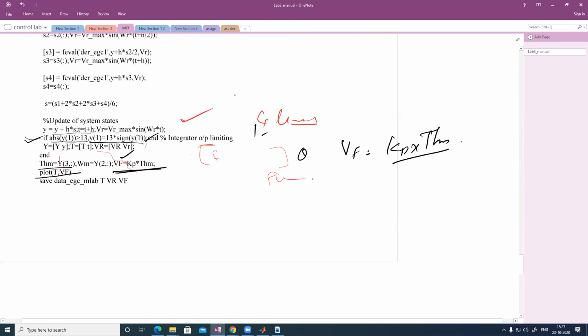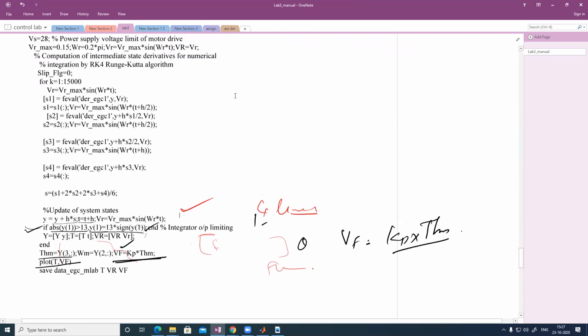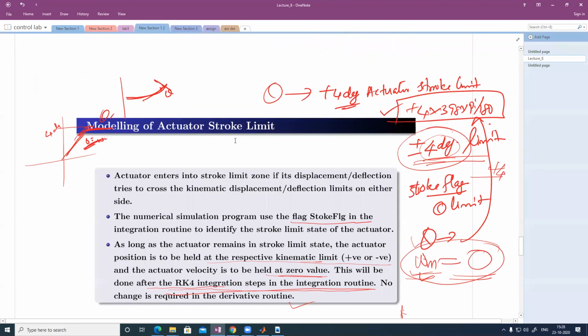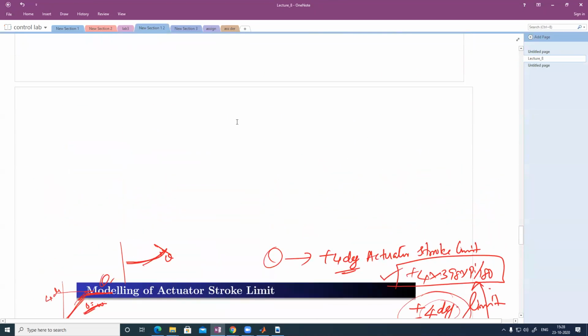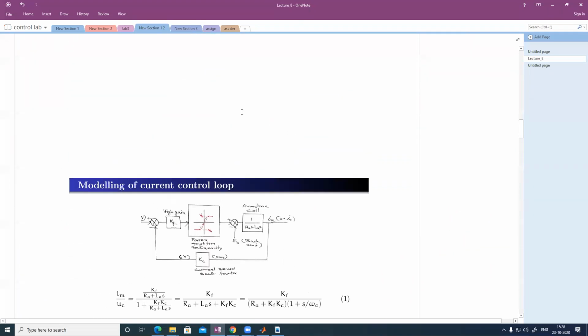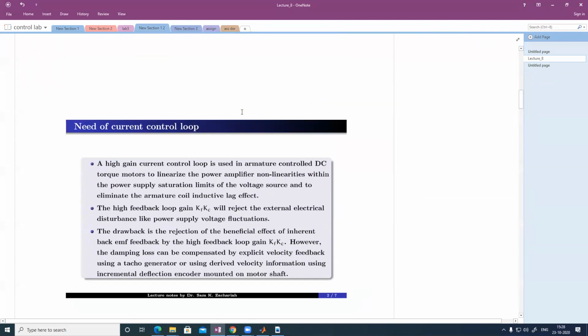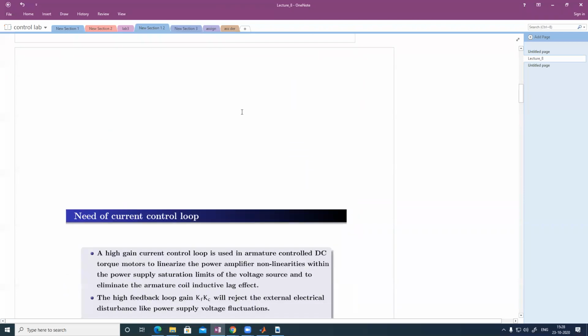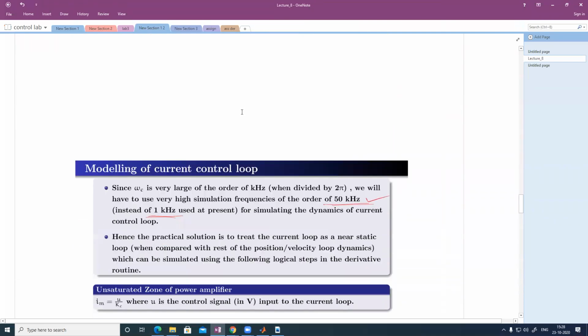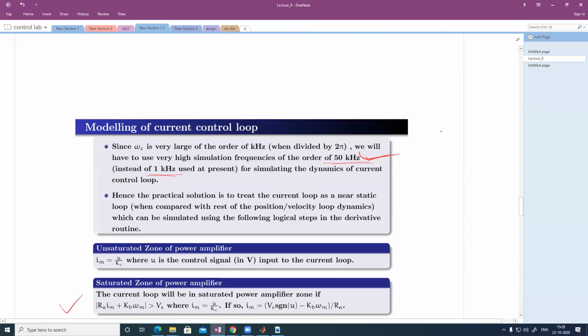Step size is what, sir? How much step size have we taken in this? 0.001, or else 50 times incremented, like that you have taken? That you have to take now. For this current loop you are using, it is higher. So here you are using the current loop, so your simulation time should be 50K. Instead of 1K, you have to use 50K.